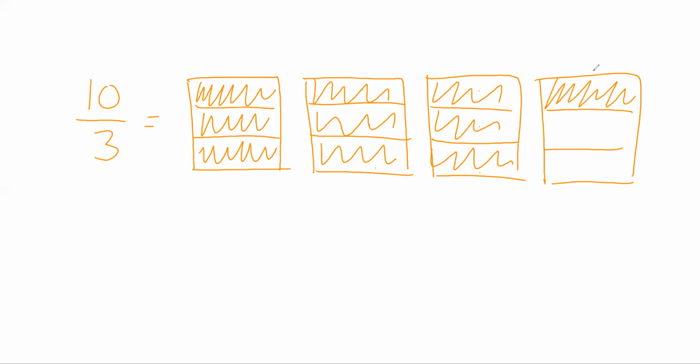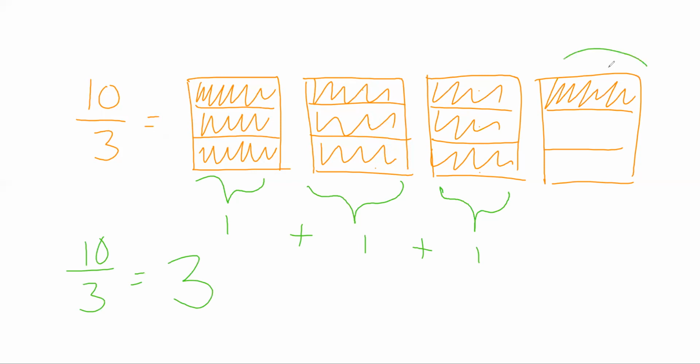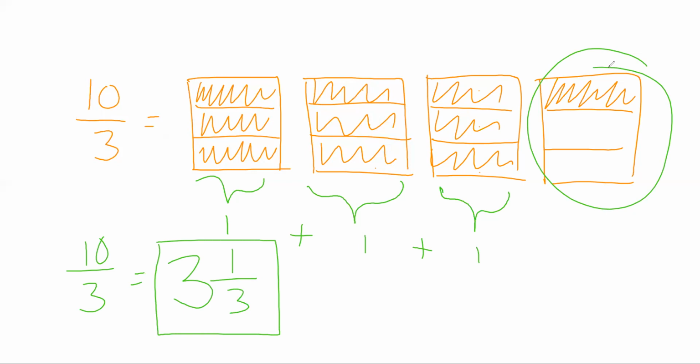So what does that mean as a mixed number? How many wholes do we have now? Well, how many boxes have I completely shaded in? There's one here, there's one here, there's one here. So that'd be one whole plus one whole plus one whole. So 10/3 is going to be the same thing as 3, and then what's left over is 1 out of 3. So 3 and 1/3, 10/3, these are equivalent when we're thinking about going back between mixed numbers and top-heavy fractions.